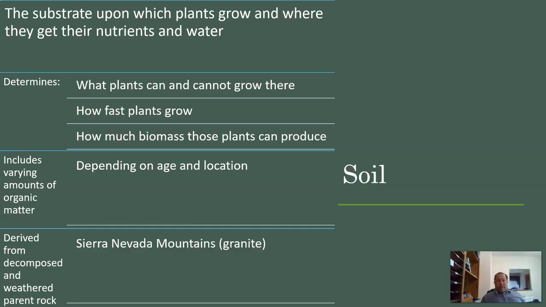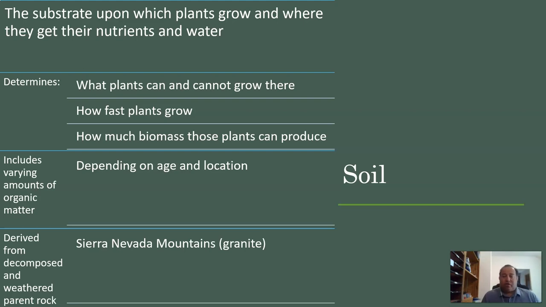So in terms of soil, soil is the substrate upon which plants grow and where they get their nutrients and water. That's our basic definition of soils. The substrate upon which plants grow and where they get their nutrients and water. What type of soil you have will determine what plants can and cannot grow there, how fast they can grow, and how much biomass those plants can produce.